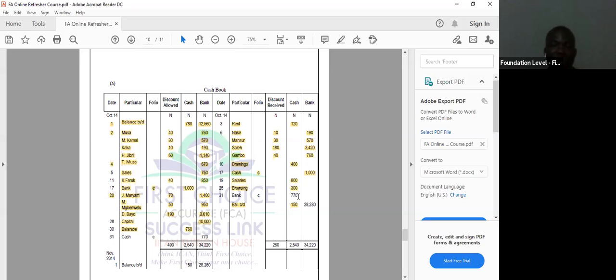Now, this 770 is a contra entry because it is a transaction between cash and bank. So it means that it will appear both on the debit side and on the credit side.